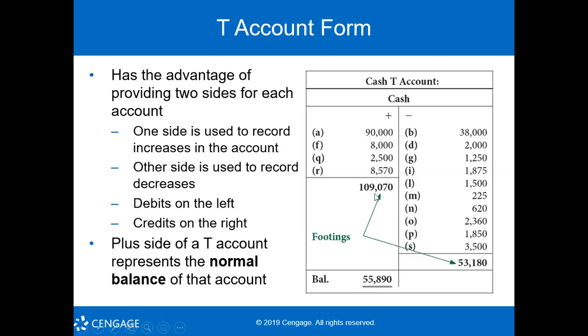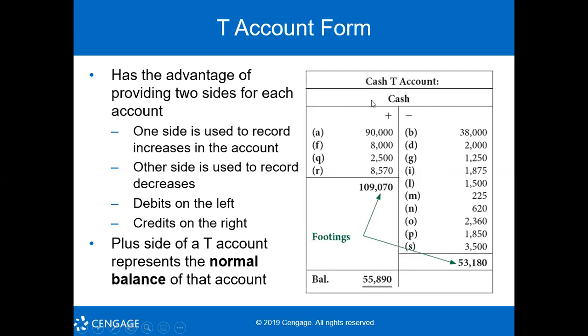So the balance of this account is the difference between the debits and credits. So if we take 109,070 minus 53,180, the balance of that account is then 55,890, right? So the balance of an account is always the difference between the debits and credits. What it's showing us here, again, we see increases to cash, decreases to cash. One side, namely the debit side for the cash account, are increases to the account. The credit side, which is the right side of the T account, are the decreases to cash, right?